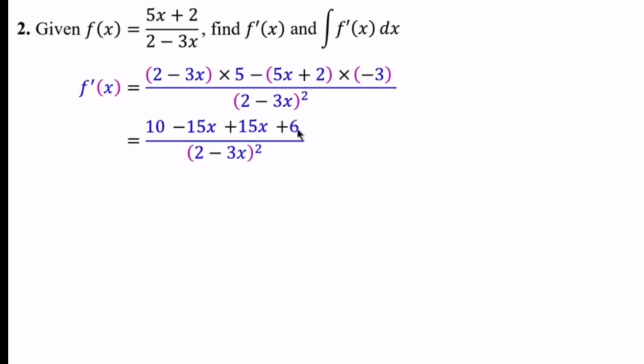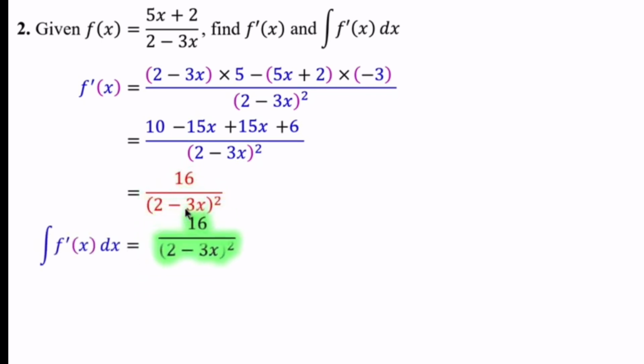Alright, so double check so that we won't make careless mistakes. The answer should be 16 over (2 minus 3x) squared. That is actually the dy/dx. Alright, so after we got the dy/dx, we want to integrate it because it's a function. We don't call it dy/dx, we call it f prime x dx. So we integrate 16 over (2 minus 3x) squared dx.